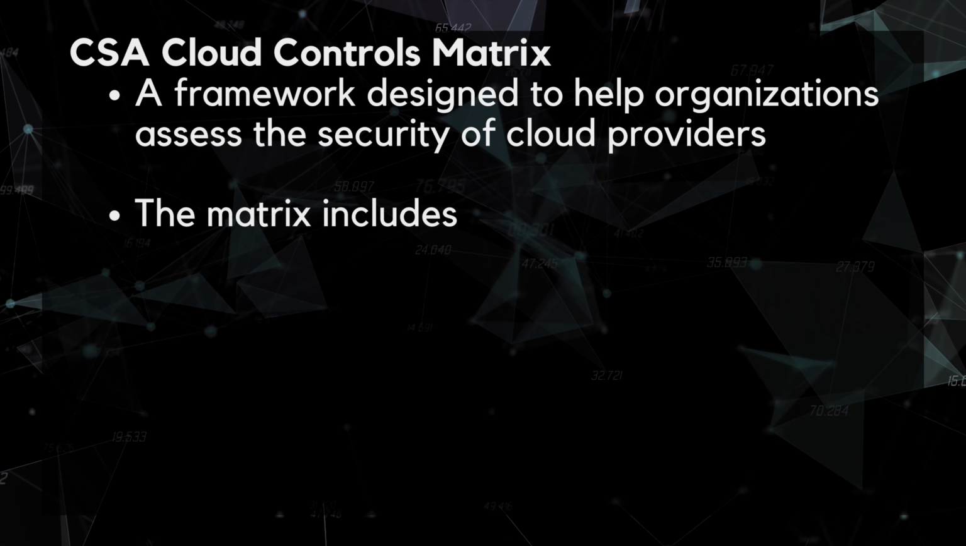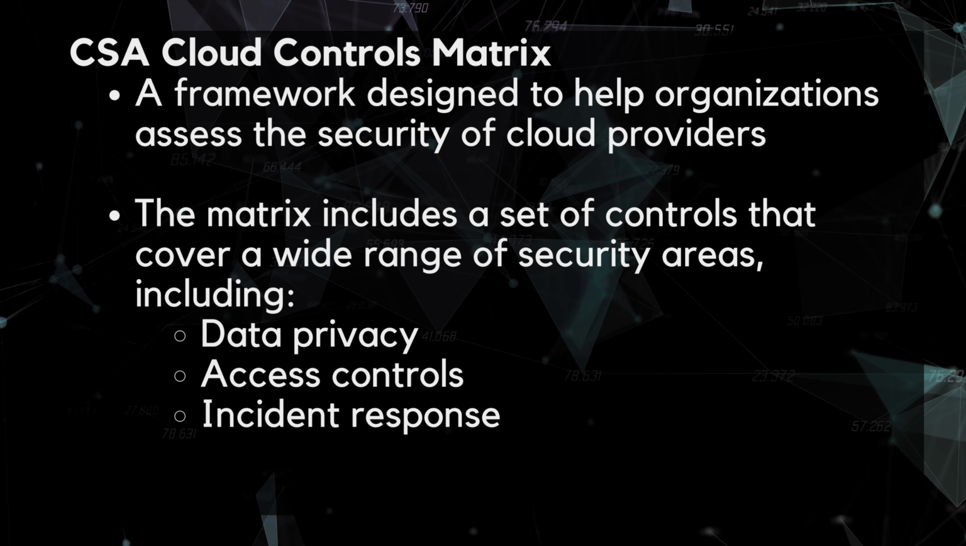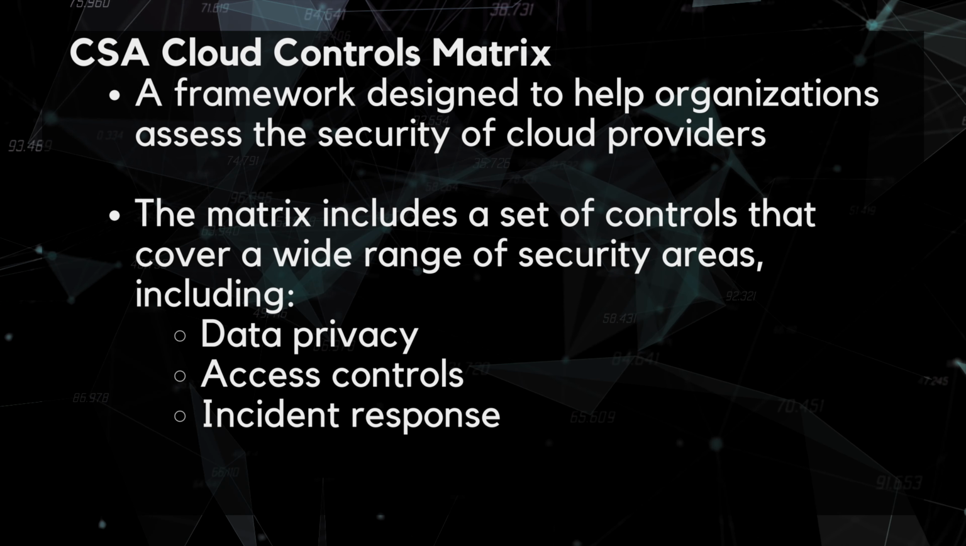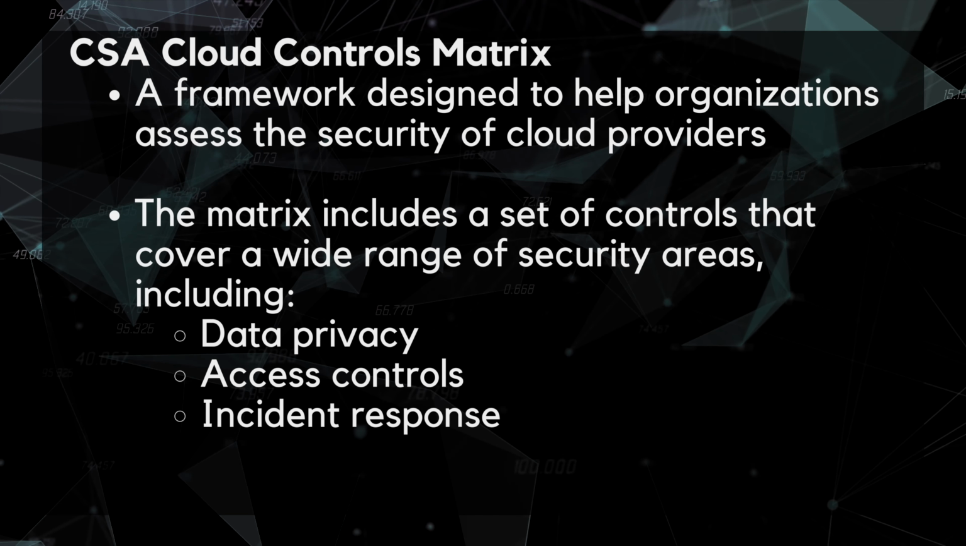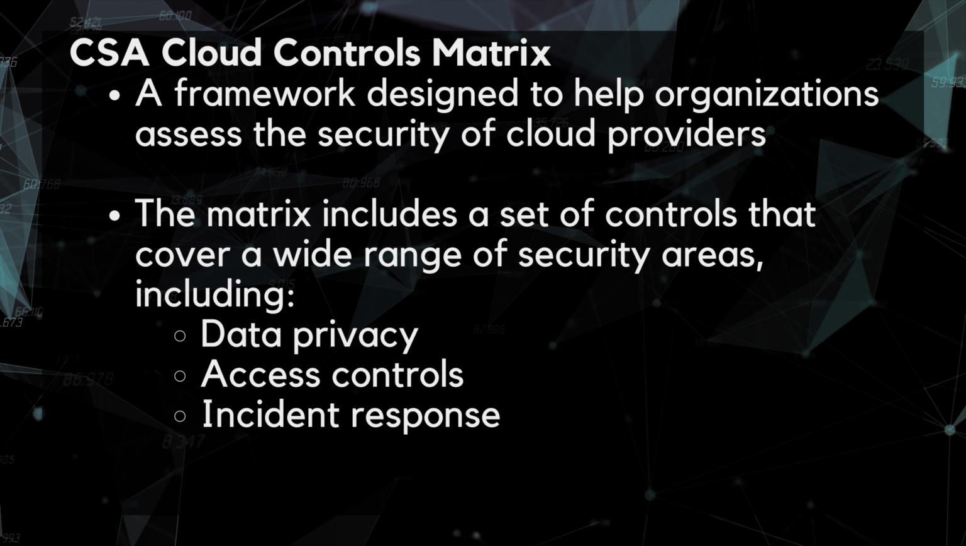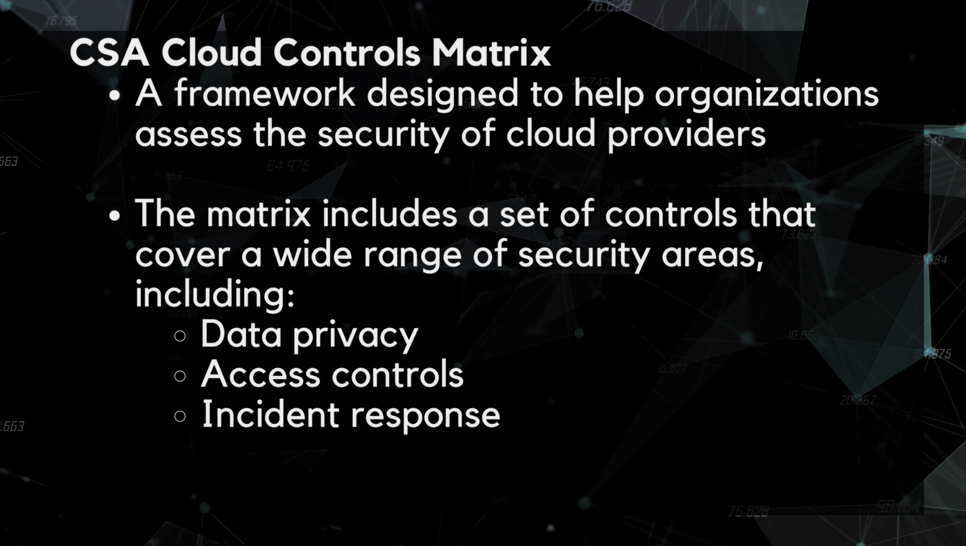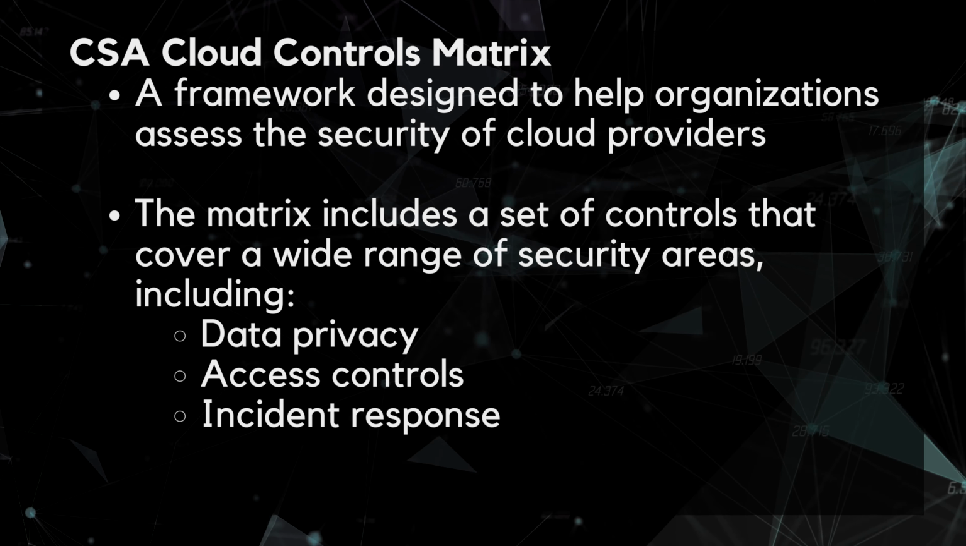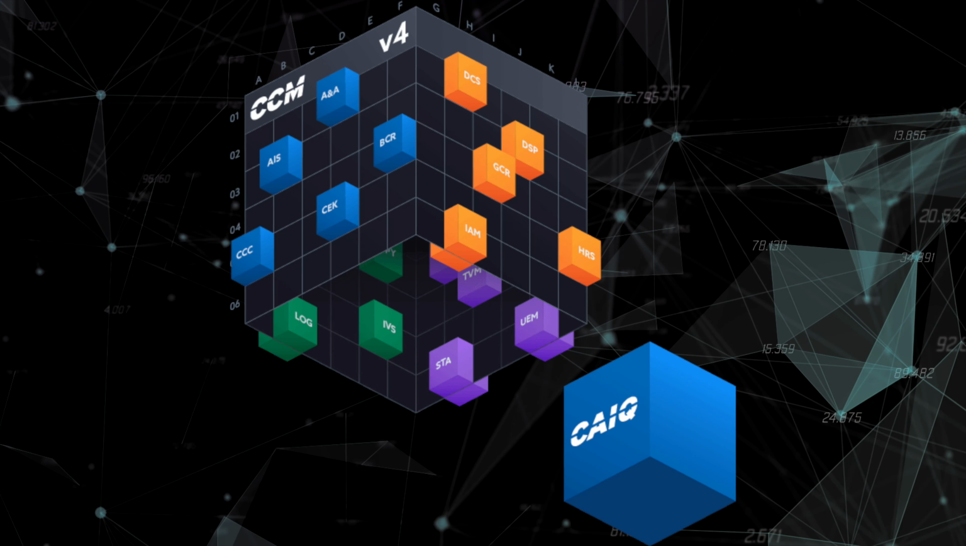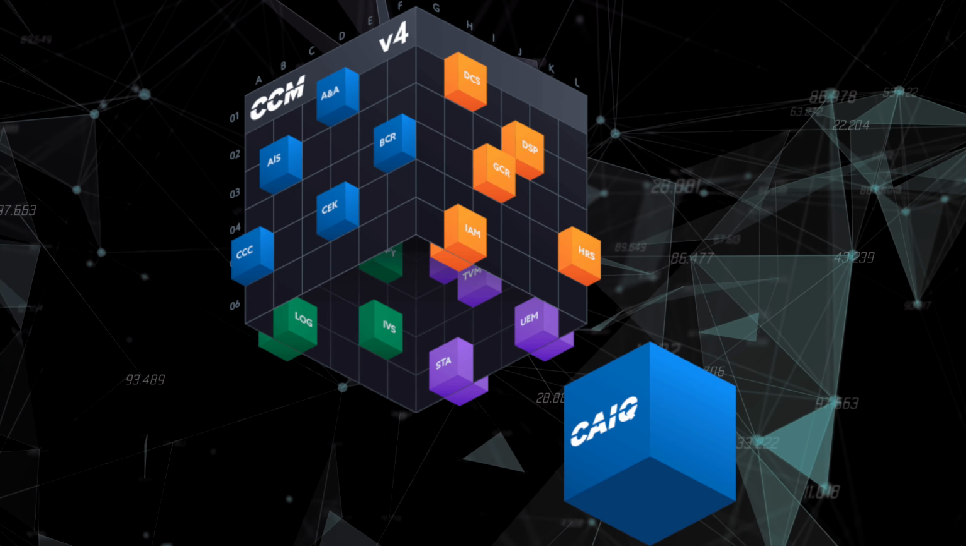CSA Cloud Controls Matrix. The Cloud Security Alliance CSA Cloud Controls Matrix is a framework designed to help organizations assess the security of cloud providers. The matrix includes a set of controls that cover a wide range of security areas, including data privacy, access controls, and incident response. The matrix is widely used by organizations to evaluate the security of cloud providers.